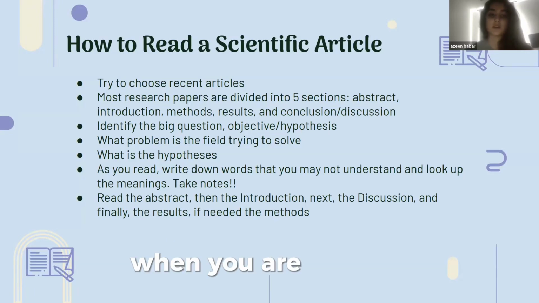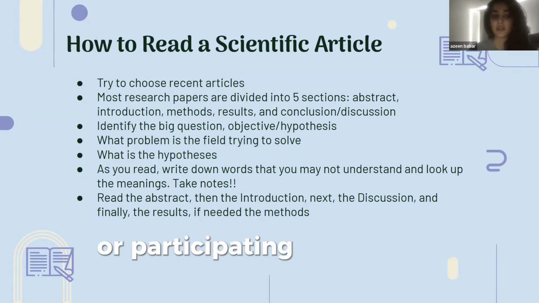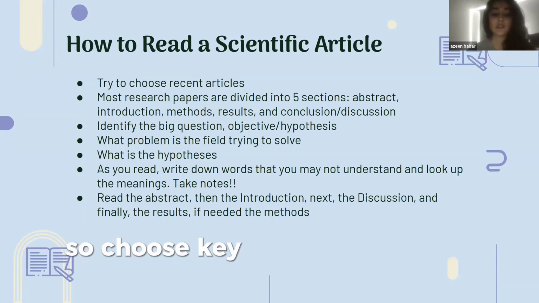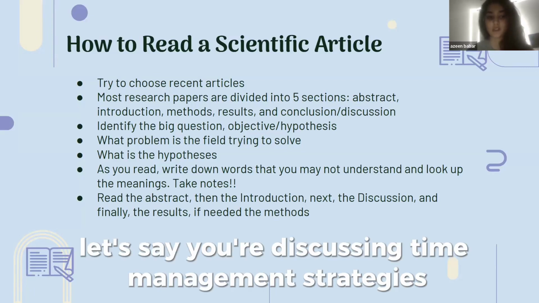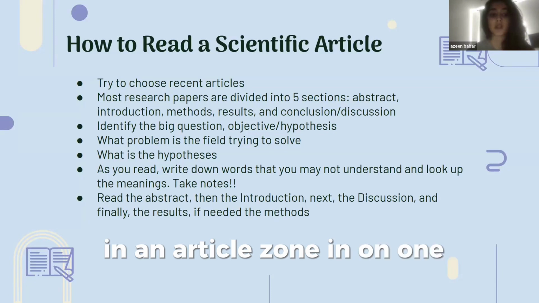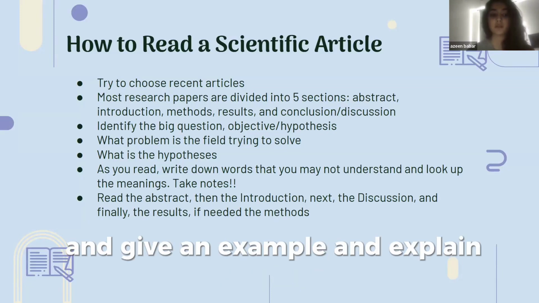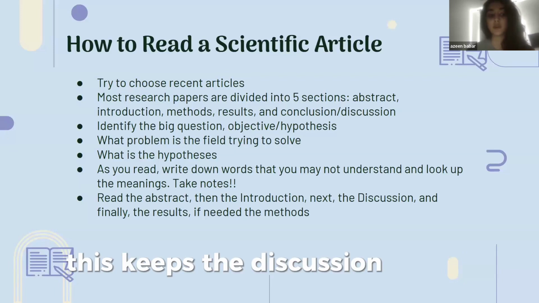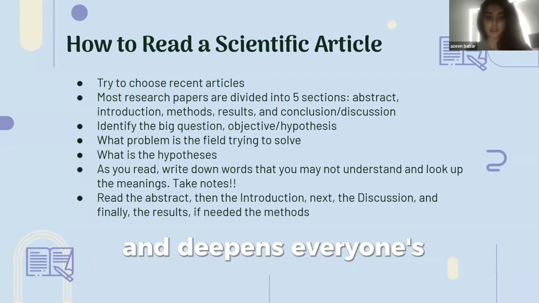When you are leading or participating in a reading discussion in a class, have a plan. Choose key points and support them with examples. Let's say you're discussing time management strategies in an article. Zone in on one strategy and give an example and explain how it supports the article's overall point. This keeps the discussion focused and deepens everyone's understanding.